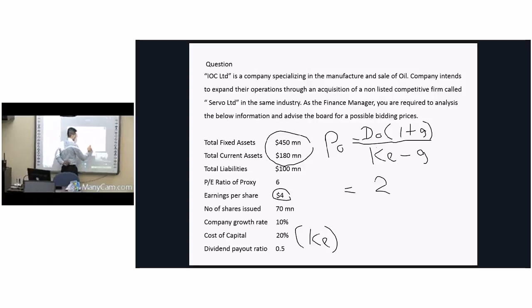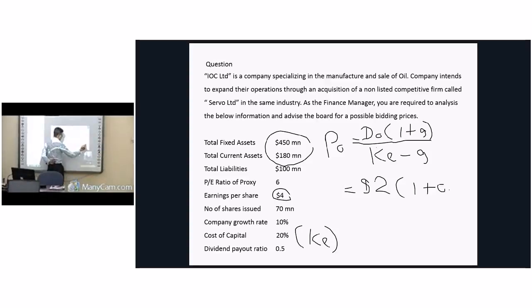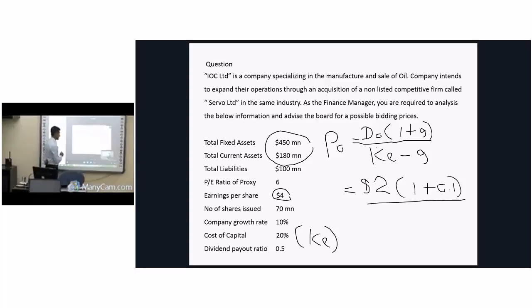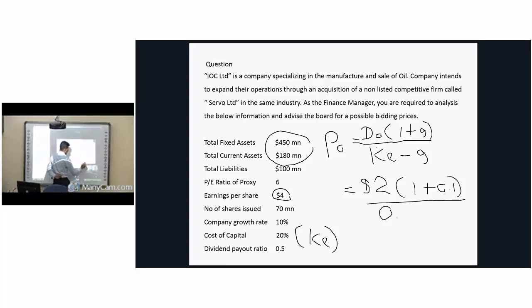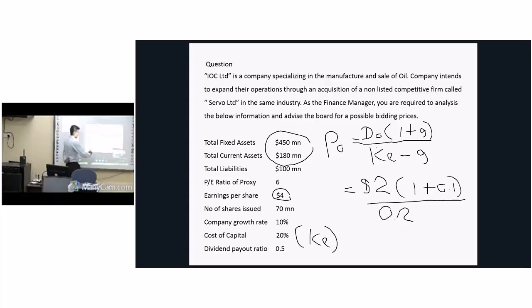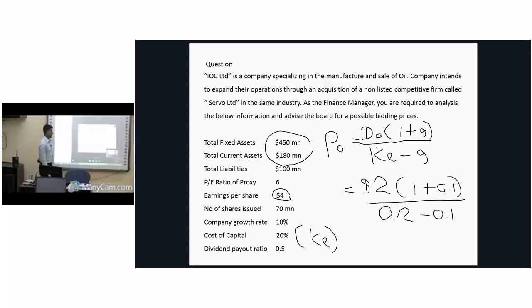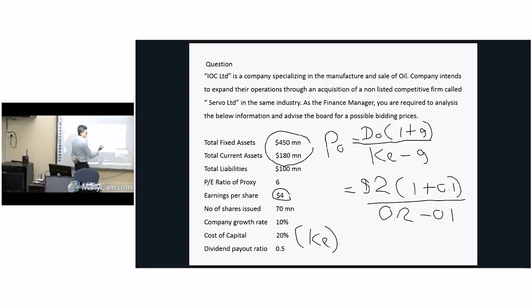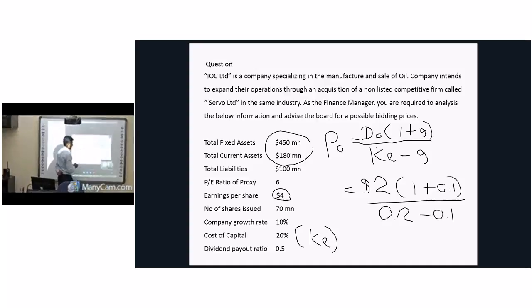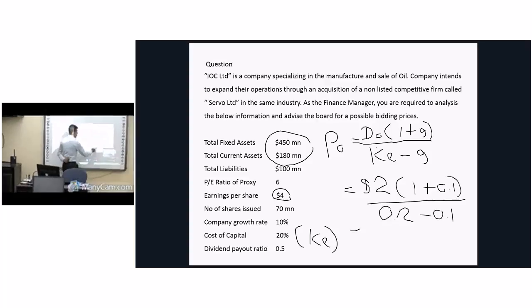$2 is DPS. The growth rate is given, 10%. So 1 plus 0.1, that is 10%, divided by KE. Cost of capital is given as 0.2, that is 20%. Again, don't forget to minus the growth rate, that is 0.1. If you resolve this, you will get 2.2 as the numerator, divided by the denominator of 0.1, you will get 22, right?